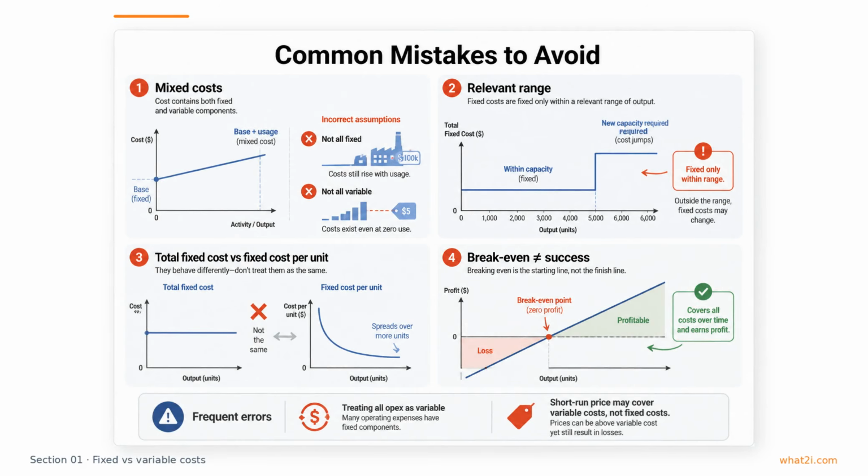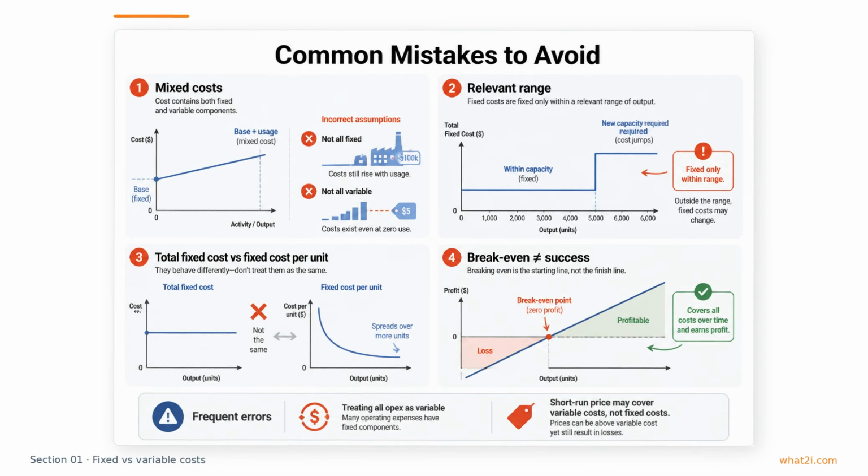Cost analysis becomes misleading when the categories are too simplistic. Some costs are mixed, such as a utility bill with a base monthly charge plus usage-based charges. Fixed costs are also only fixed within a relevant range. Once capacity is stretched, they can step up sharply.